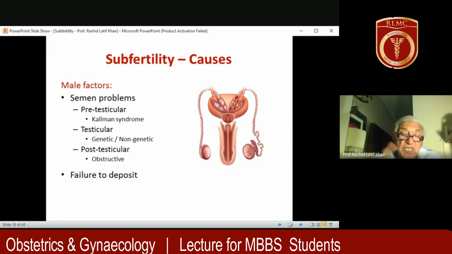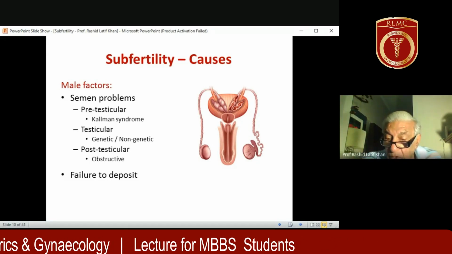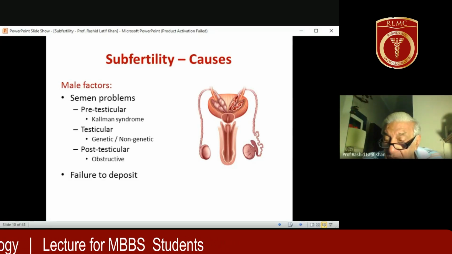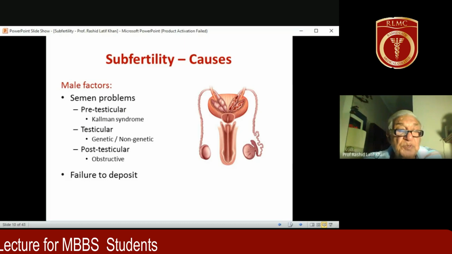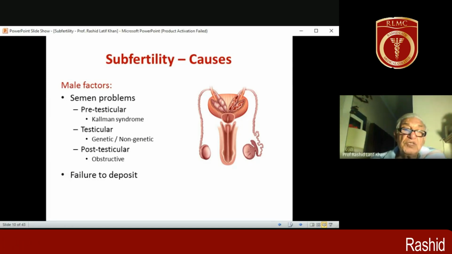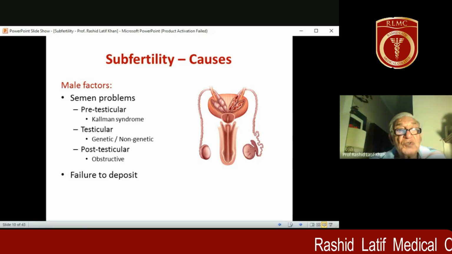post testis. That means a blockage, called blocked tubes or sperm vas deferens can be caused, and very rarely the husband cannot perform coitus properly, so the semen is not placed in the vagina, and that leads to subfertility.